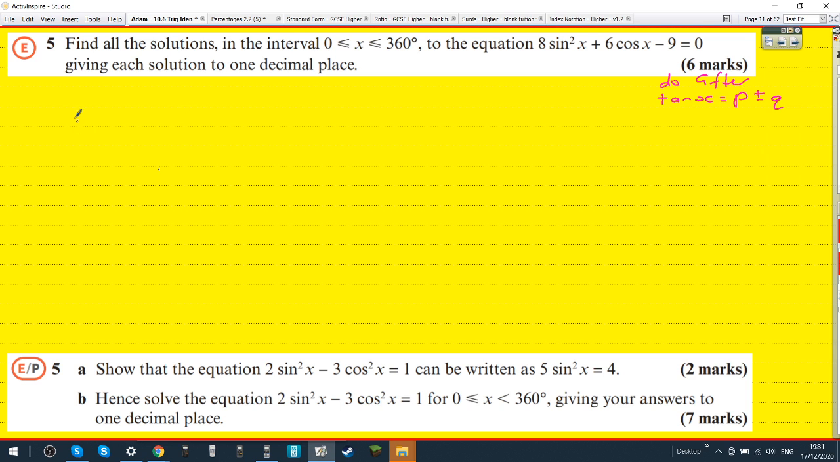So would you need to convert one of them into the same trigonometry value, like sine has to become cos? Yep. How would you do that? Would it just become 8 brackets 1 minus sine? Yep. 1 minus cos x, sorry. Squared. Yep. 1 minus cos squared x. Plus 6 cos x minus 9 equals 0.